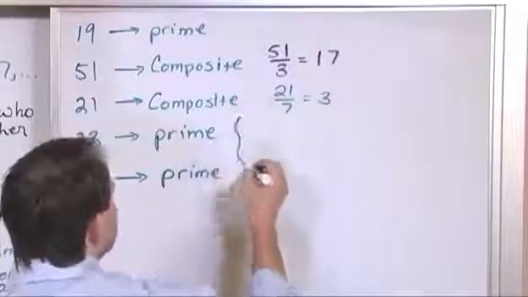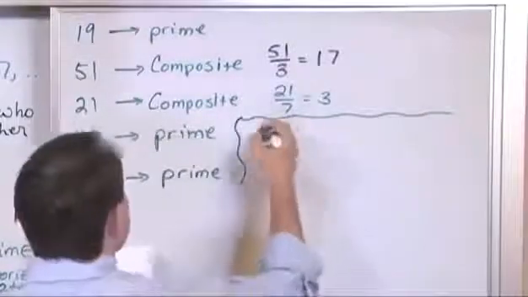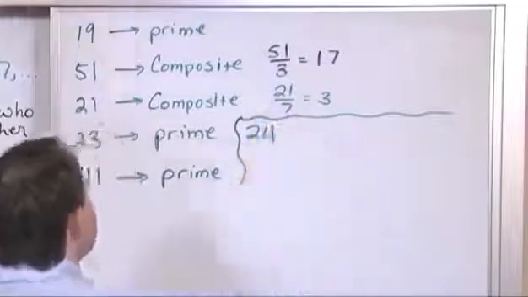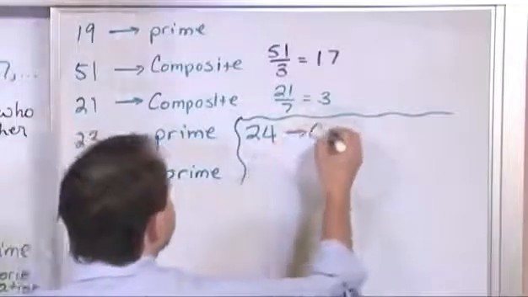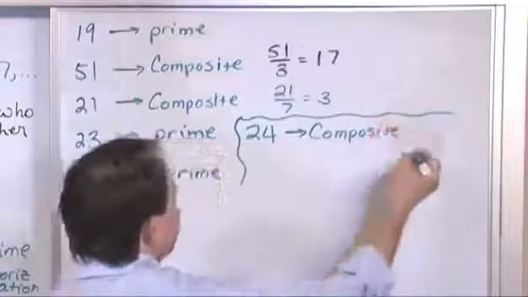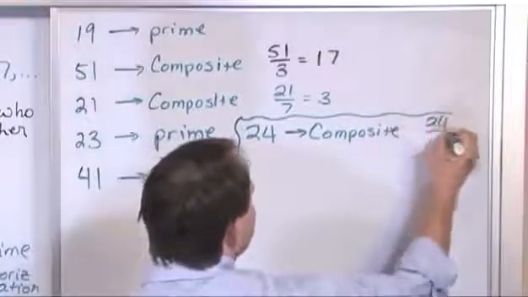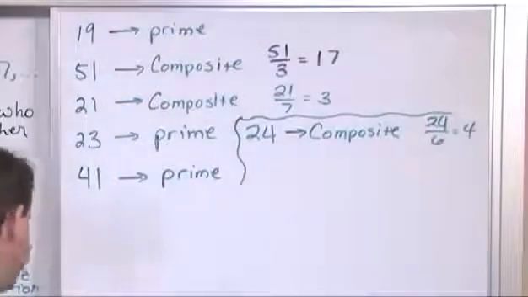What about the number 24? Is that prime or composite? Well, there are plenty of numbers that can divide into this, so this is composite. I mean, for instance, 24, just as a single example, can be divided by 6, and that gives you 4. So that's not a prime number.